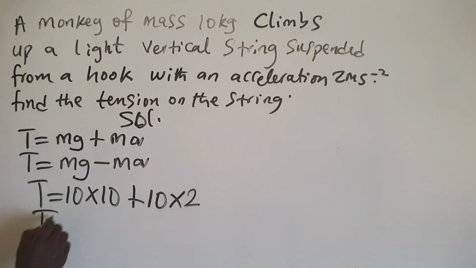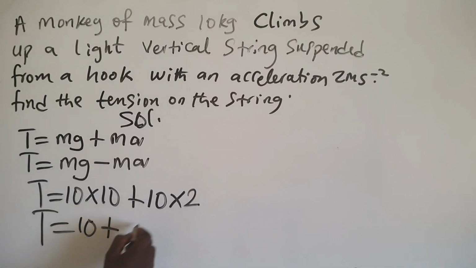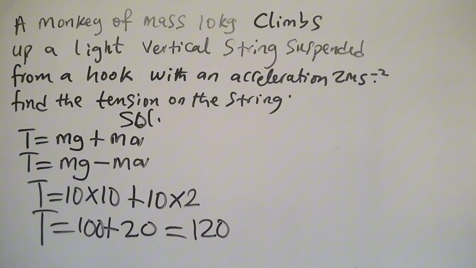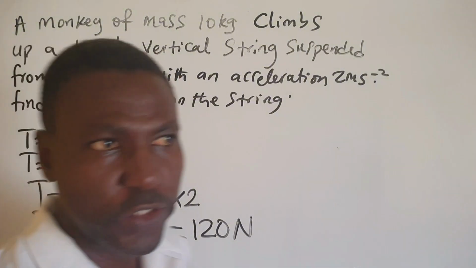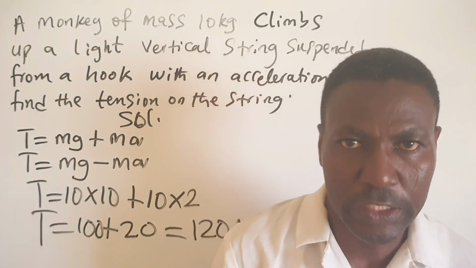Now finally, 10 times 10 is 100, plus 10 times 2 is 20, which will now be 120 Newton. The unit of tension is Newton, because tension is also a force. So it's a simple question and a simple way of calculating it.